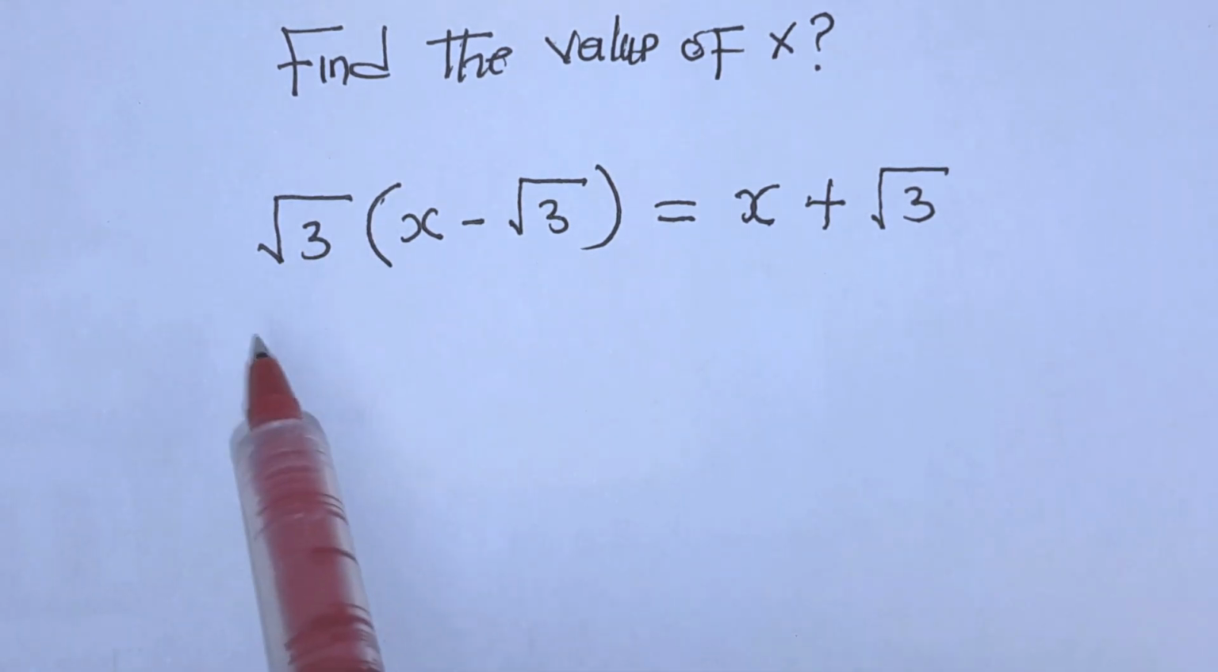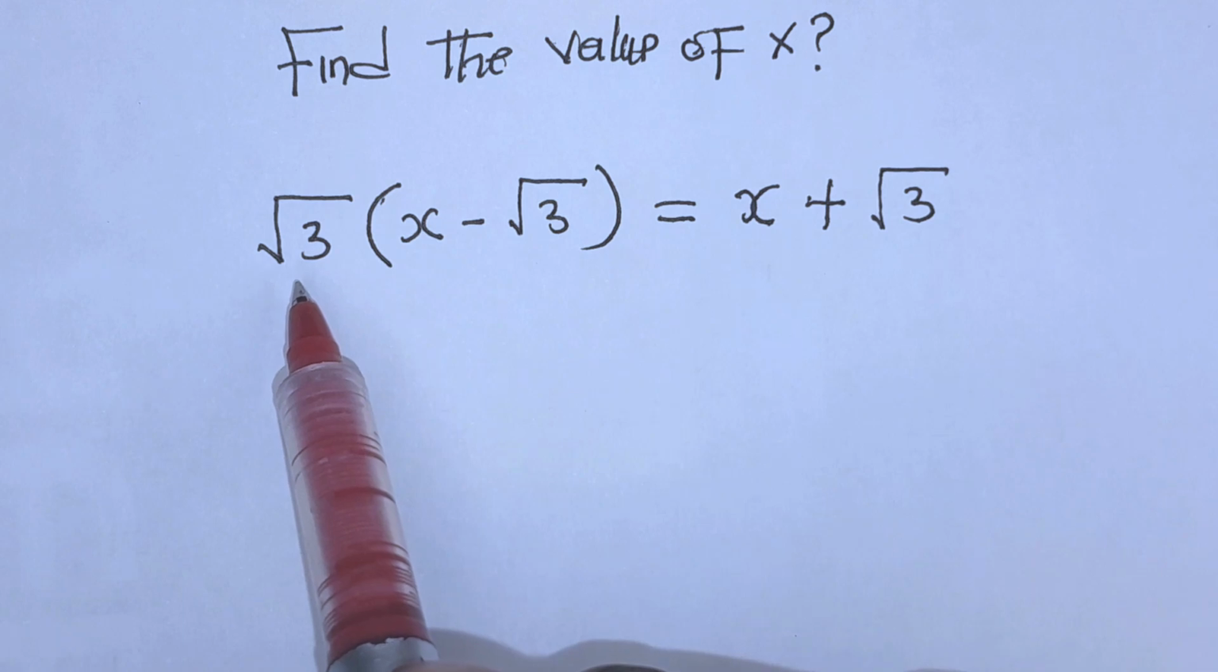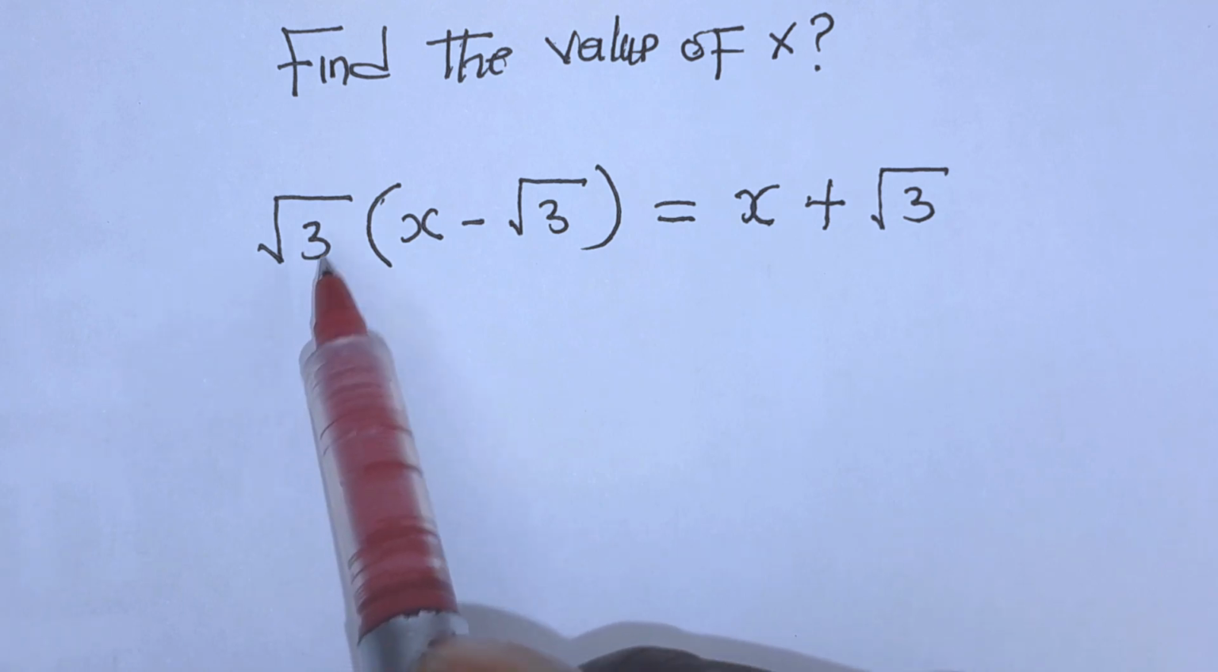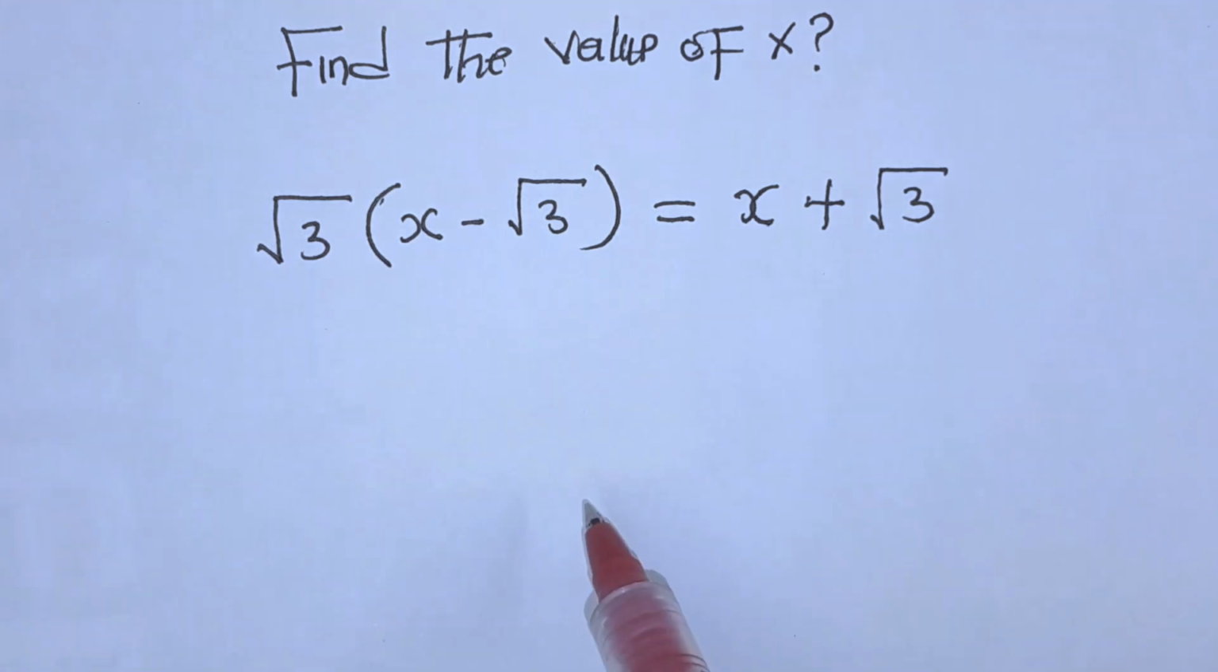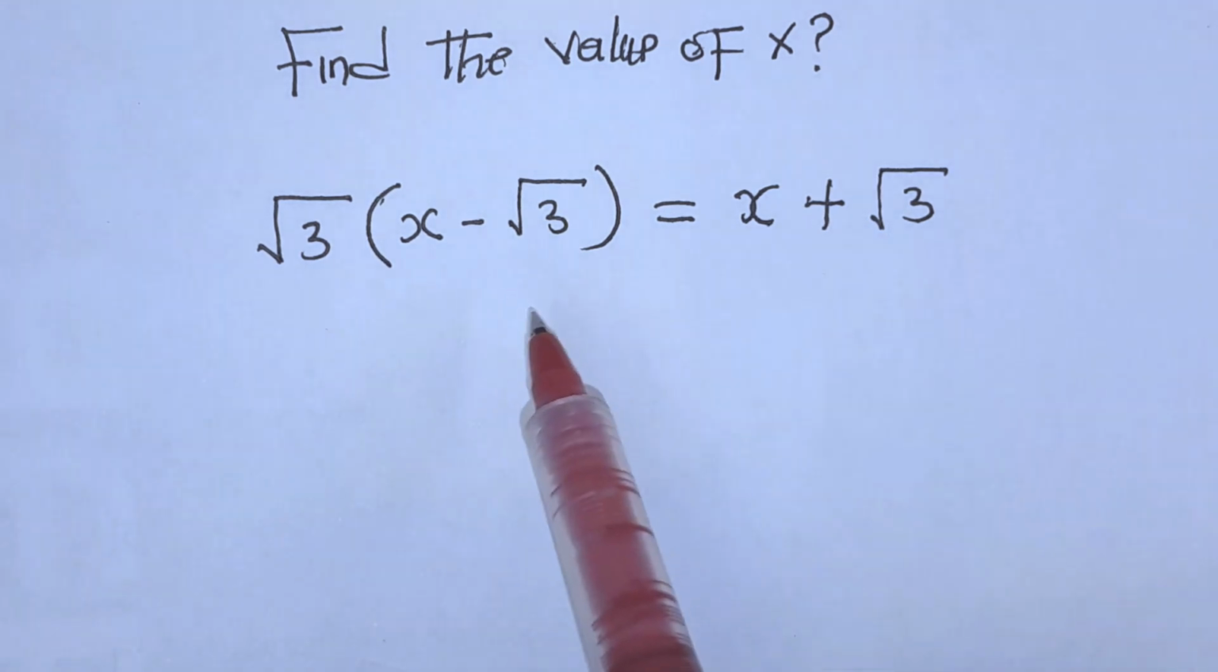So let's get started. We have root 3 in parentheses x minus root 3 is equal to x plus root 3. So we have to find the value of x here.